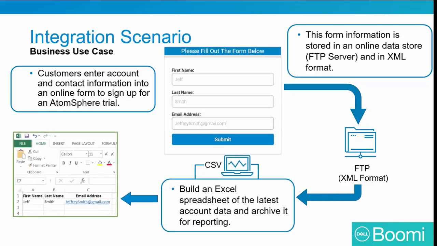We'll build an Excel spreadsheet with the latest account data and archive it on our server for reporting. Excel cannot read XML, so we need to convert the XML data to CSV format before saving it to our server. So let's examine the FTP resource that we're going to be accessing.